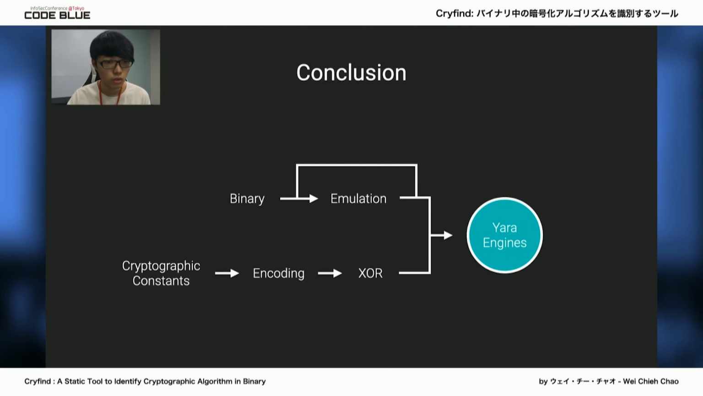So in conclusion, our main strategy is searching for cryptography constants in binaries using our engine, and considering different encoding methods and different sizes. Then we implement custom algorithms to bypass simple data obfuscation techniques efficiently, such as the XORing trick and the emulation.